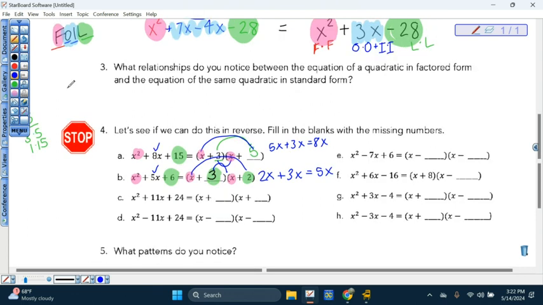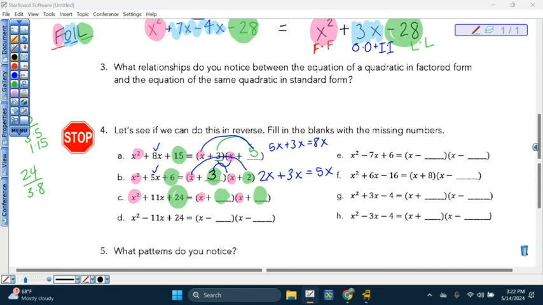Okay, and then in C, again, the x squareds and the x's are already taken care of. But now I need to get to 24. And they don't give me any hint here. I just need to figure out what 2 numbers would multiply together to get to 24. What are all the possibilities? Why did you just stop at 3 and 8? Because they have to add together to get to 11.